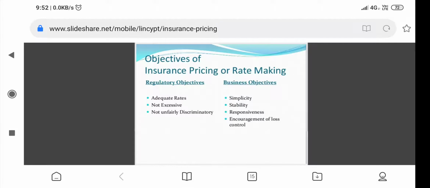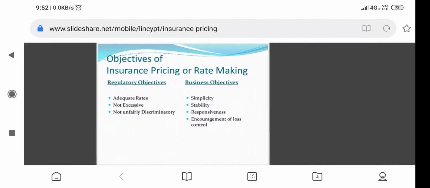Objectives of insurance pricing: regulatory objectives are that the rate should be adequate, it should not be excessive, and it should be not unfairly discriminatory as well. Business objectives of insurance pricing are that the rate should be simple, stable, responsive, as well as there should be an encouragement of loss control.